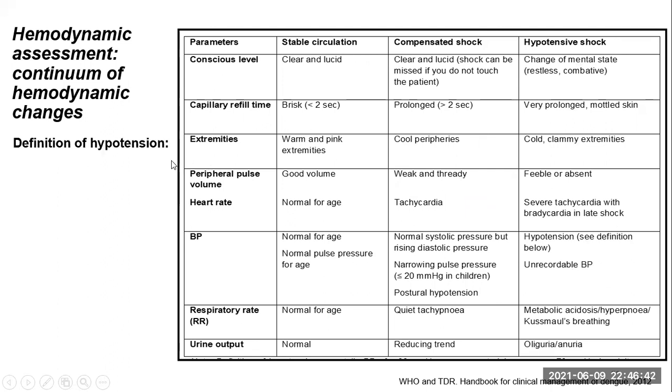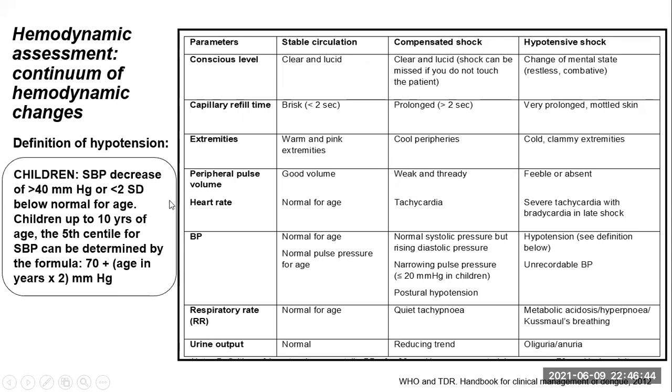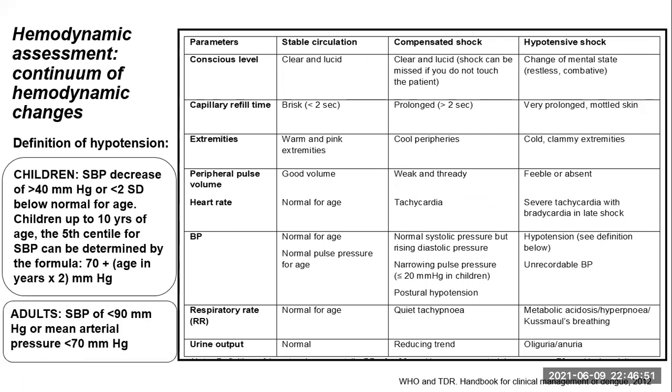So what is the definition of hypotension? So this is the definition of hypotension. You can compute for the normal value for age. And in adults, this is the definition of hypotension.